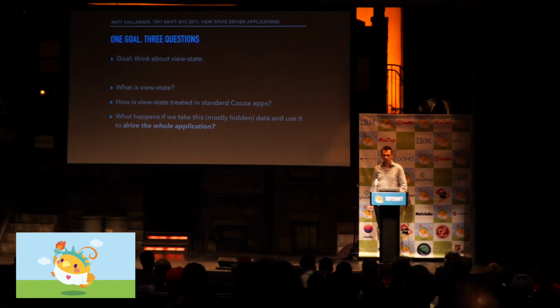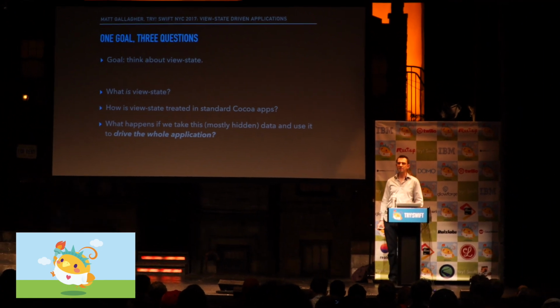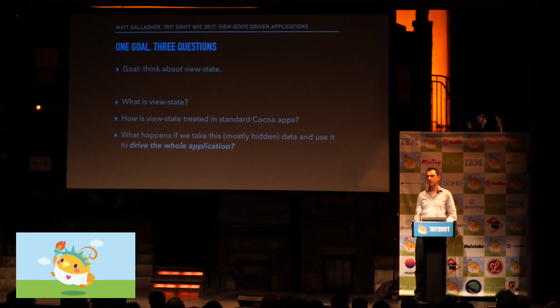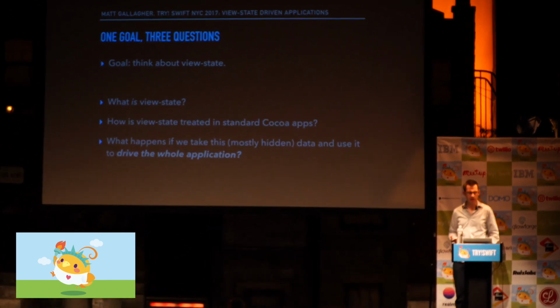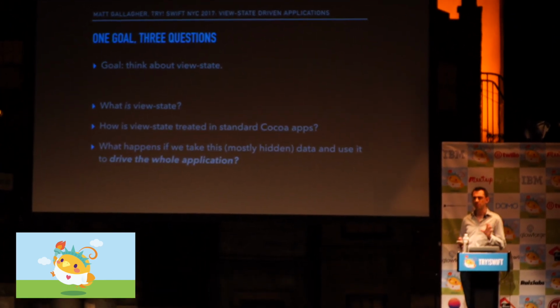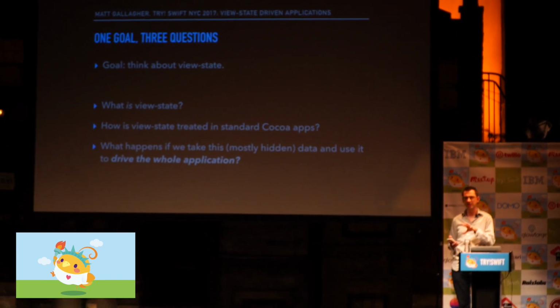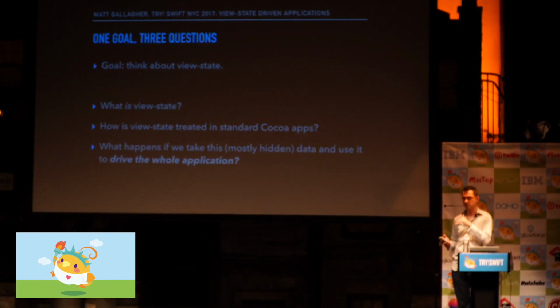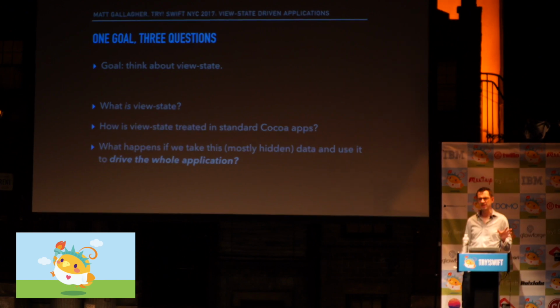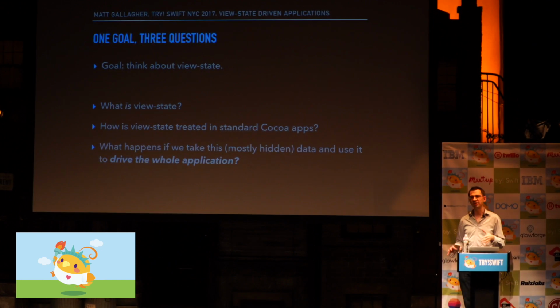My goal today is just to have everyone think about view state in your applications. It's a bit confusing because we don't pay a whole lot of attention to view state. It's this thing that we might know about, but certainly in the standard Cocoa application design pattern, it's largely ignored or forgotten. And what I'm going to look at is what happens if we take this mostly forgotten aspect and take it from its position of being ignored, being just a side effect of other things, and we literally make it drive the whole application.